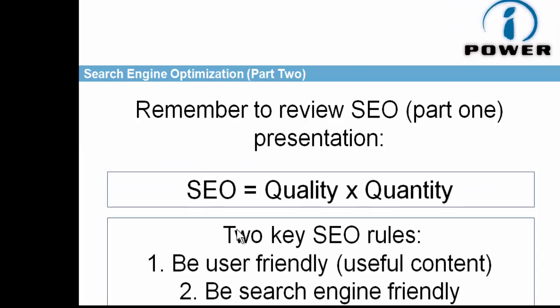And two key SEO rules were also mentioned in our first presentation. Number one, to be user-friendly. In other words, once again, useful content. And number two, to be search engine friendly. In other words, to help search engines to understand what exactly you do.